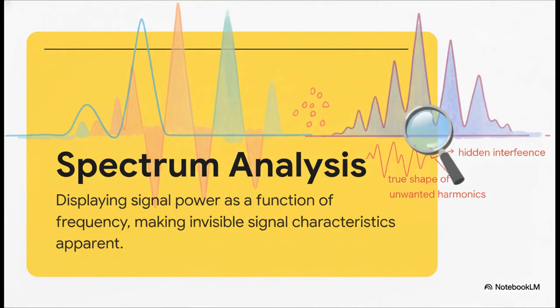So what is spectrum analysis really? It's just the process of drawing a graph of signal strength versus frequency. Instead of seeing one wiggly line, you see this whole landscape of peaks and valleys. Every single peak is a different radio signal, and how tall that peak is tells you how powerful it is. This is a total game changer, because it lets you see things that are completely hidden otherwise, like pesky interference or unwanted signals called harmonics that your transmitter might be putting out.